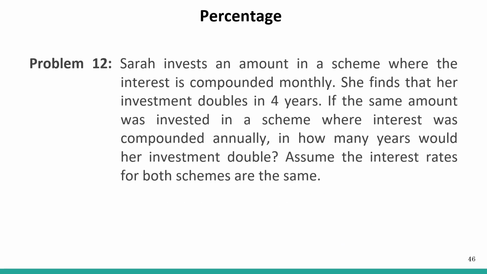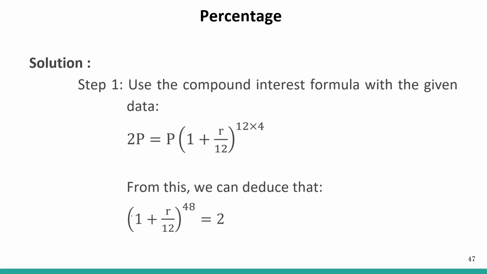Okay, let's see problem number 12. Sarah invests an amount in a scheme where the interest is compounded monthly. She finds that her investment doubles in 4 years. If the same amount was invested in a scheme where the interest is compounded annually, in how many years would her investment double? Assume the interest rates for both the schemes are the same. Basically, we can use this algebraic equation: 2P is equal to P into (1 plus r by 12) power 12 into 4, since the time period is 4 years and the compounding is done monthly.